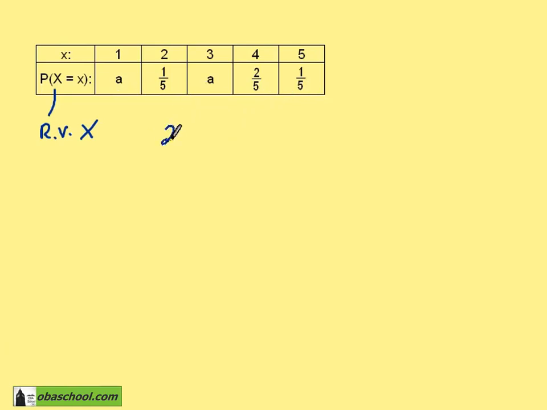We know the sum of all these probabilities must come to 1. So 2a plus 1/5 plus 2/5 plus 1/5 must equal 1. Remember that the sum of all of the probabilities for a discrete probability distribution must come to 1. So we just need to solve this equation.